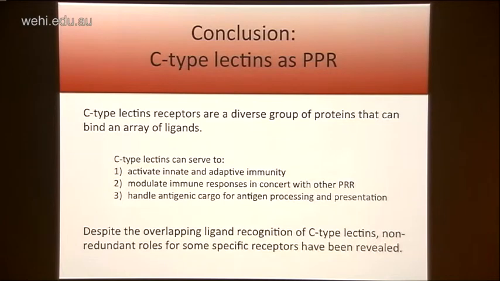And despite the fact that there is such a great overlap between the type of recognition that C-type lectins facilitate, there are examples where it's clear that it's not redundant, so that they do play a very specific role in innate and subsequent adaptive immune responses. And that's me.